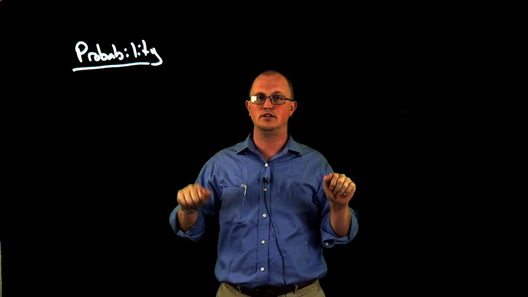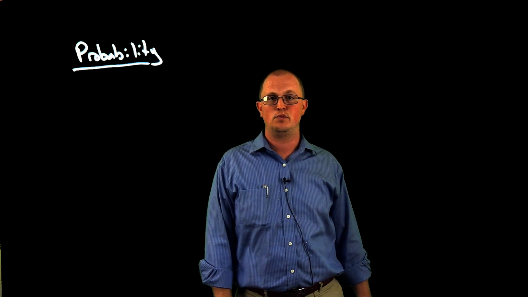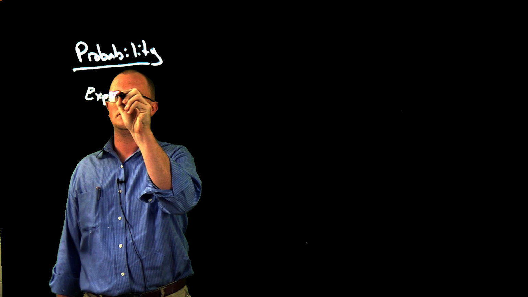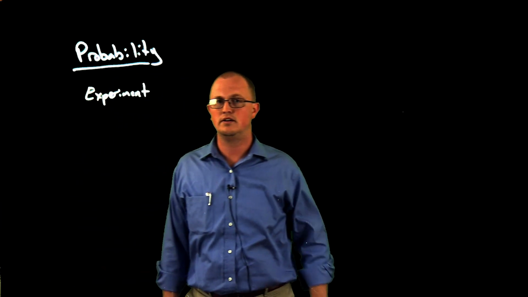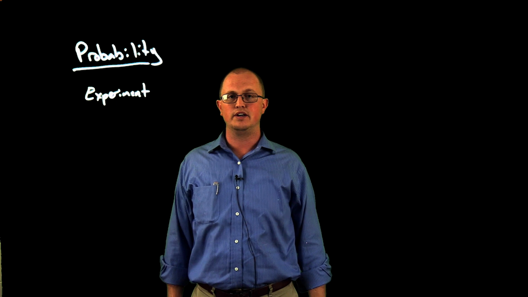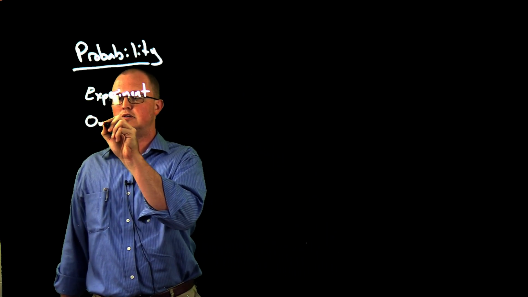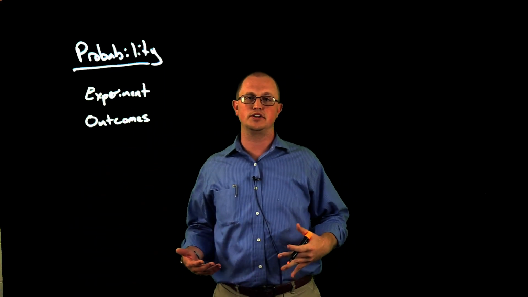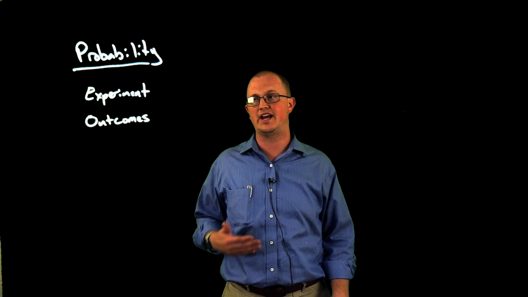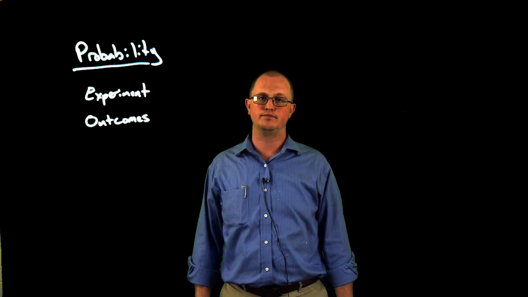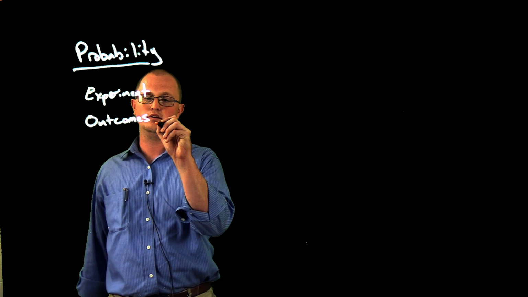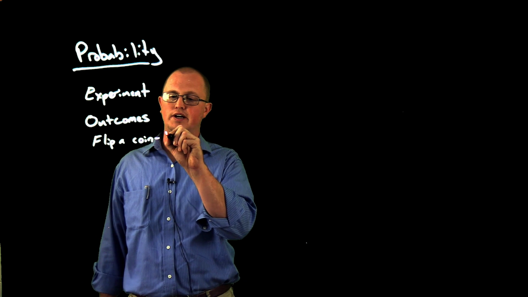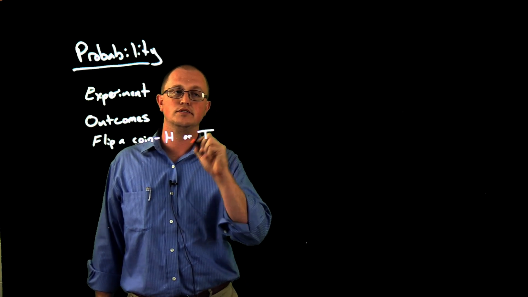That's magic. So first off, we have some terminology already. We have probability, we have experiment, and we also have outcomes. What we mean by the outcome of an experiment is just what are the different things that can happen when we do our experiment. If I'm going to flip a coin, right, then my outcomes are I could get a heads or I could get a tails.